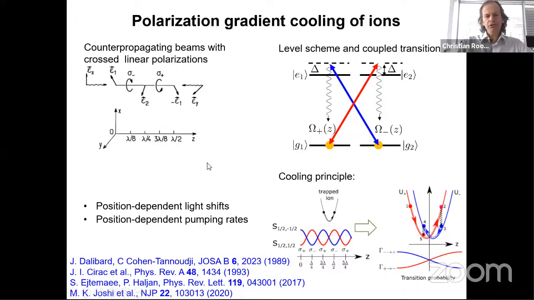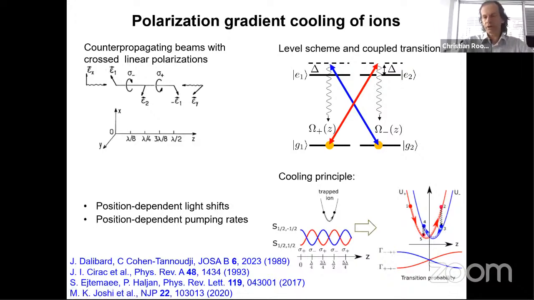And secondly, you also have position-dependent light shifts, because the light fields here are detuned from the atomic transition, and therefore you obtain light shifts that depend on the intensity ratio of these, or on the difference of intensities of these two laser fields. And so for the two ground states, you see that you have now a periodic modulation of their energies.